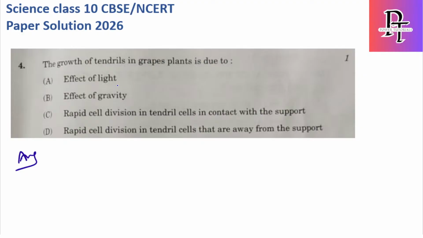The fourth question is, the growth of tendrils in grape plants is due to effect of light, effect of gravity, rapid cell division in tendril cells in contact with the support, rapid cell division in tendril cells that are away from support. The answer is D. So why? Because grape plants follow a different, separate process called thigmotropism.